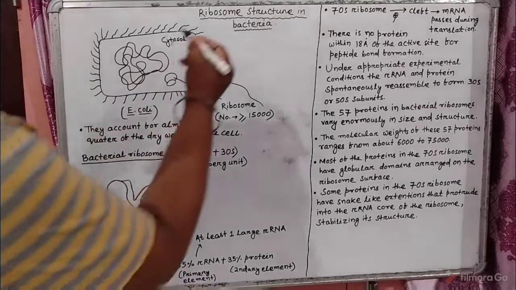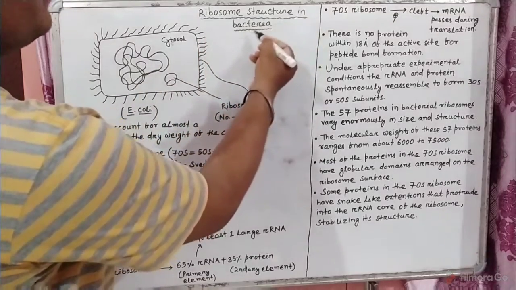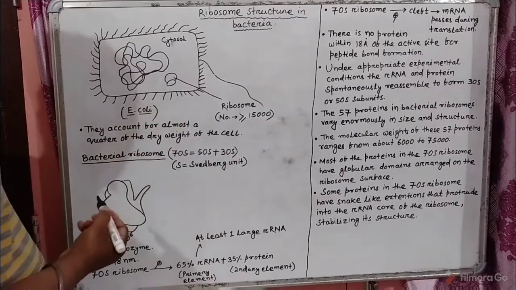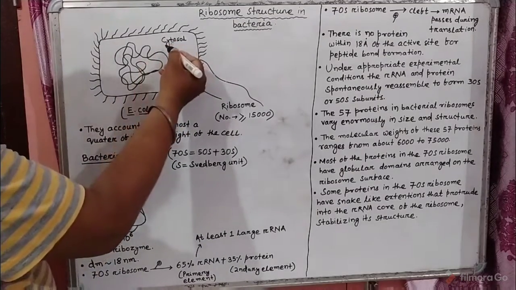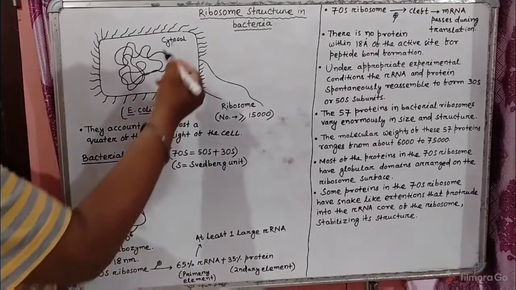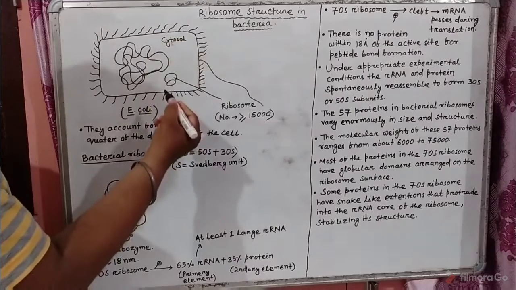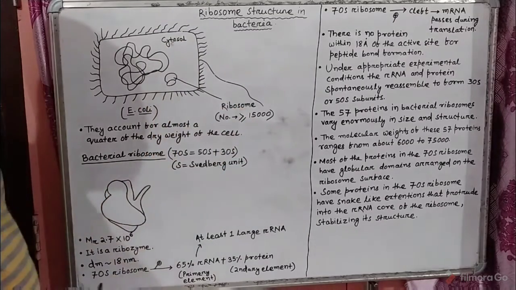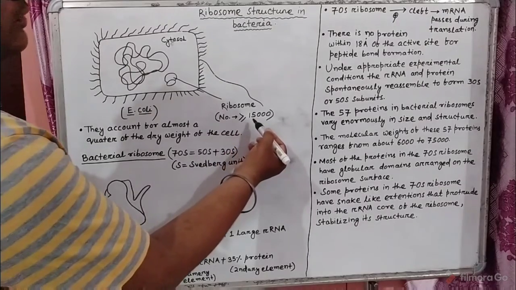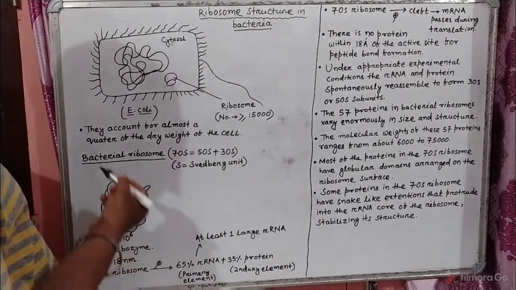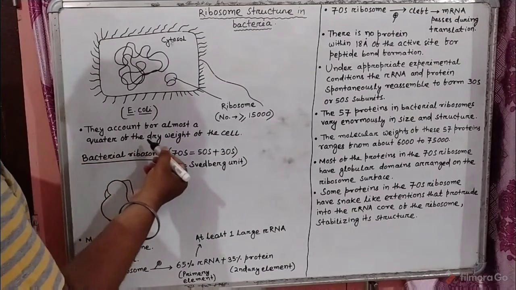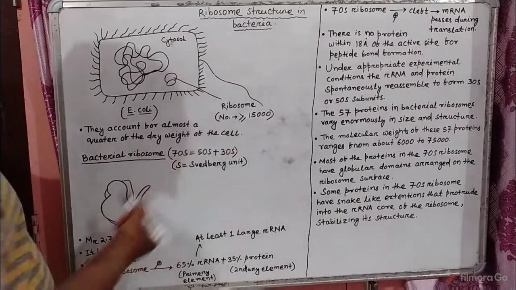We will discuss ribosome structure in bacteria. This is the E. coli bacteria. This is the cytosol of E. coli bacteria. The E. coli cytosol contains many ribosomes. Their number is more than or equal to 15,000. They account for almost a quarter of the dry weight of the cell.